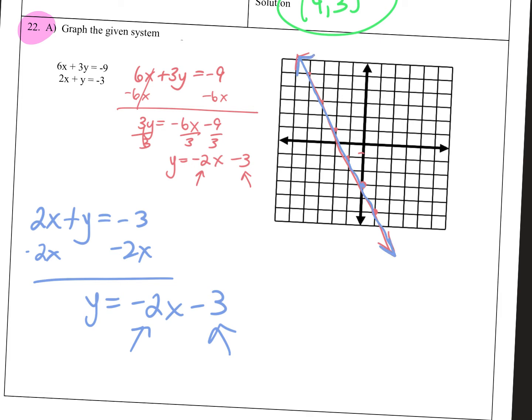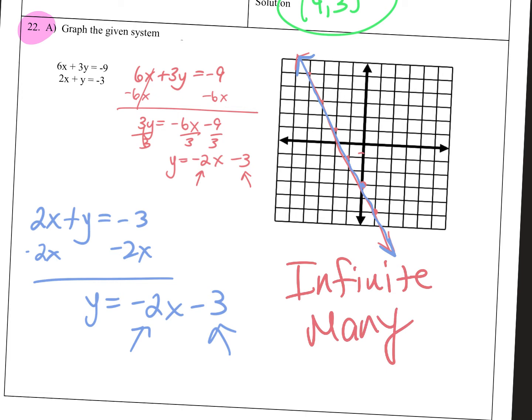What is my answer for this question? Infinitely many. You can just put infinite many if you want to. What that means, guys, is everything. Remember, the line continues in both directions. So every single point you pick, say I pick this one and I plug it into both equations, it'll work. Say I pick this one, or this one, or this one, or one way down here. Anything that you pick that's on that line will satisfy both equations because it's the same line. Does that make sense?